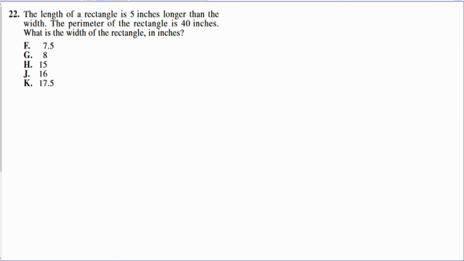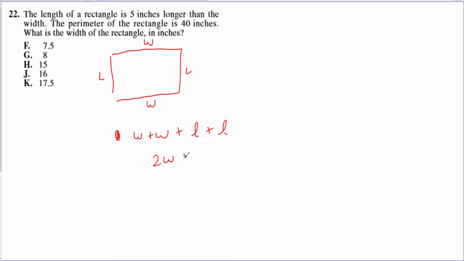Now we're going to say the length of a rectangle is 5 inches longer than the width. I'm going to start off in this one by, again, drawing myself a rectangle. Whenever I'm doing perimeter, I'm going to do length and length and width; you might switch these, it really doesn't matter. 2 lengths and 2 widths. If I wanted to find the perimeter, I'm going to say W plus L plus L, and if I combine this, it's 2W plus 2L. So this is how I would find the perimeter of a rectangle.